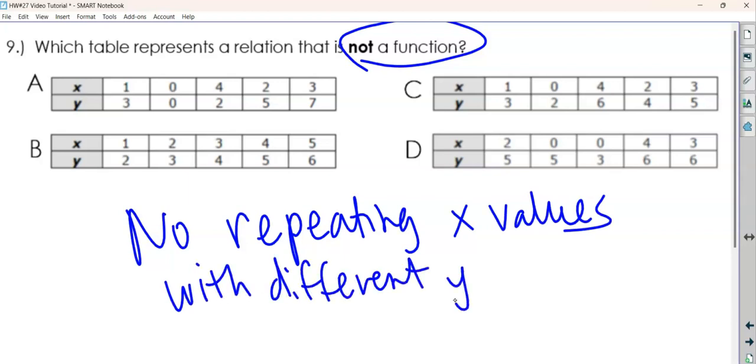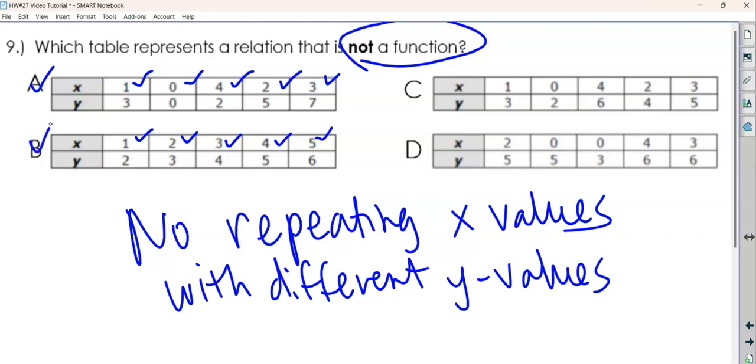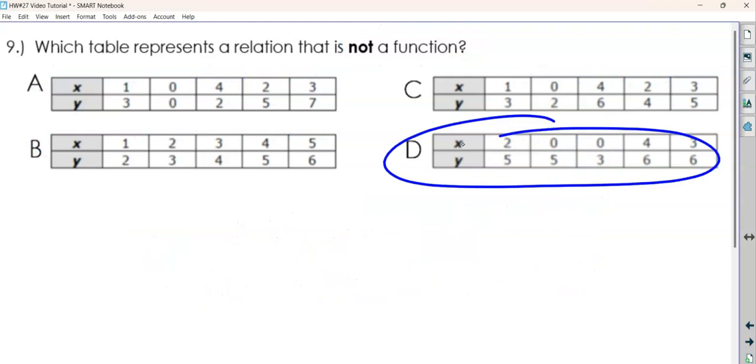That's what you're looking for: a table that has no repeating x values with a different y value. So scan your x values. If they're all unique, that's a function. If ever you find a repeat with a different output, this one is not a function.